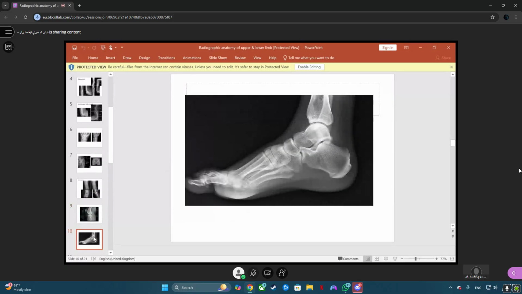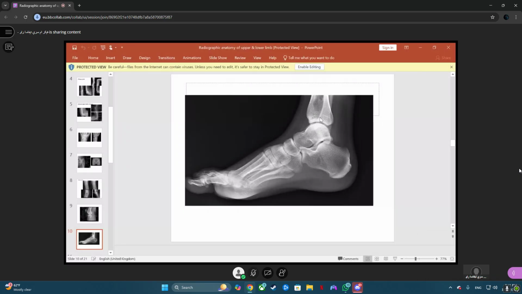Next, coming to the ankle joint, you are seeing this. This is the ankle joint between the tibia and the fibula and the talus. The bones of the foot we call tarsal bones. Talus is one of the tarsal bones.